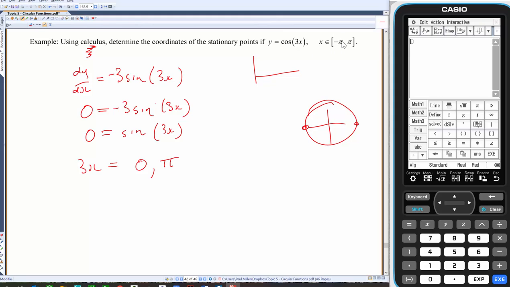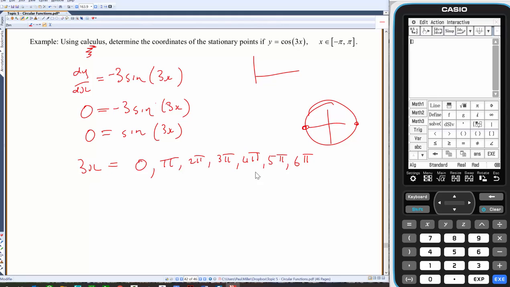Now, what's my domain? It's negative pi to pi. And what I want to do is do 3 cycles of this. So what I'm going to do is keep generating solutions. So that's going to be 0, pi, 2 pi, 3 pi, 4 pi, 5 pi, and 6 pi. I think I've generated too many solutions. It doesn't really matter.